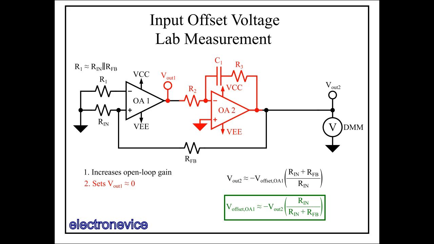Since OA2 is a large DC gain stage, the output from OA1 will have a voltage very close to OA2's non-inverting input, which, as you can see, is connected to ground. The input bias current and offset voltage of OA2 will affect it slightly, but it will be a very small effect and shouldn't affect the overall offset voltage measurement much.